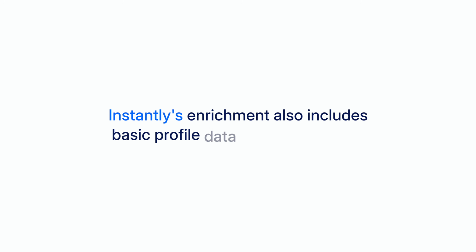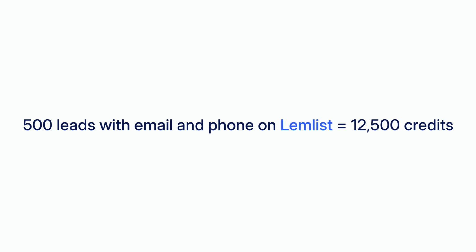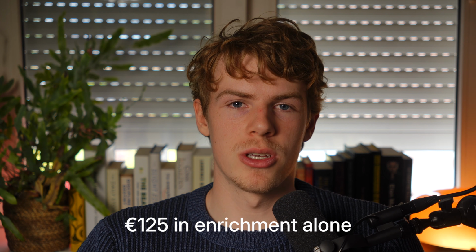But Instantly's enrichment also includes basic profile data in those 2 credits, whereas on Lemlist that's separate. Where it gets expensive on Lemlist is when you add phone numbers, and that's actually something Instantly's credit system doesn't offer at all. 500 leads with email and phone on Lemlist is 12,500 credits, 125 euros in enrichment alone.